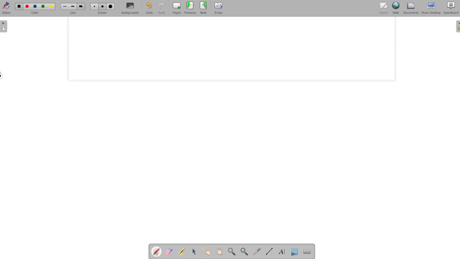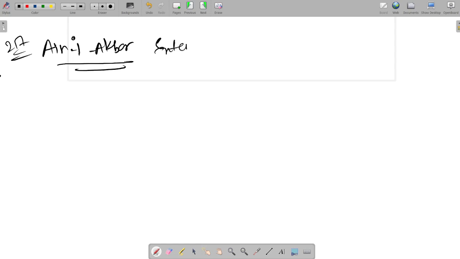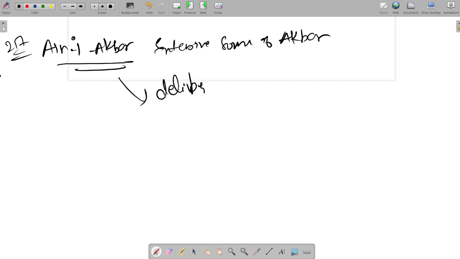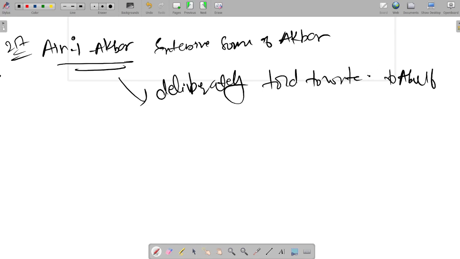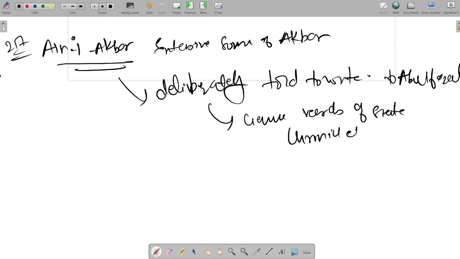Guys, page number 217 mentions the Ain-i-Akbari, because it is a very major and extensive source of Akbar's reign. It was deliberately told by Akbar to Abul Fazl to write about the state, the genuine records of the state, chronicles, etc. This is written in the Persian language.